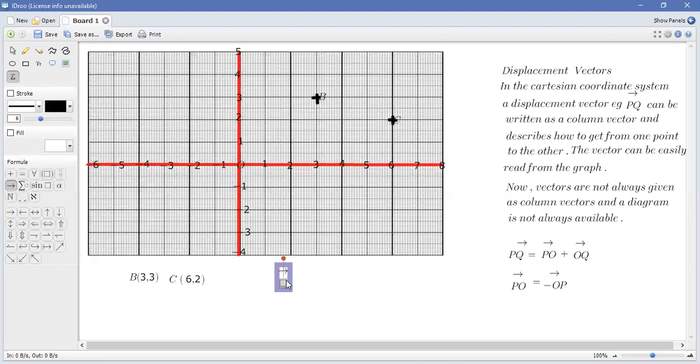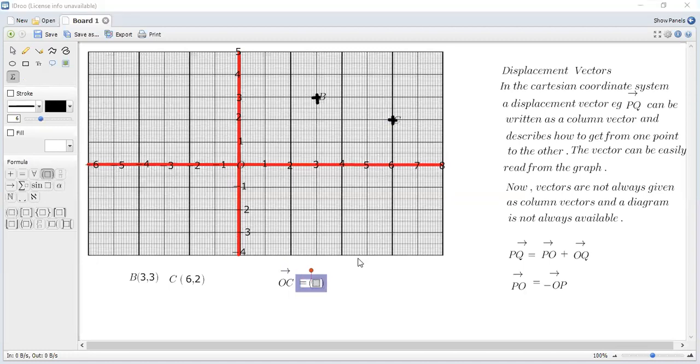Chevelle, give me the position vector for point C. Go ahead. So, arrow over OC equals 2, 2. Equals what? 2 over 2? Oh, see, we're talking about it.